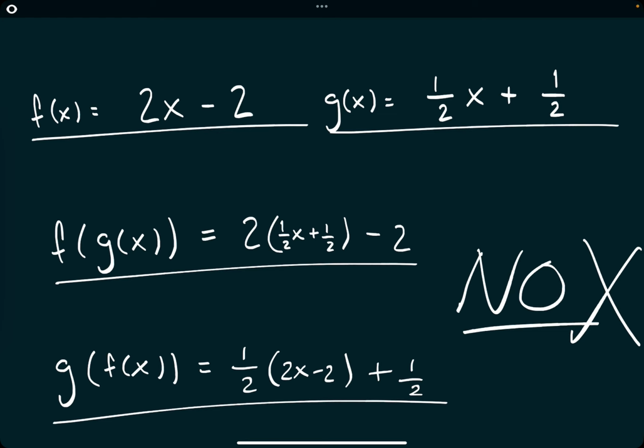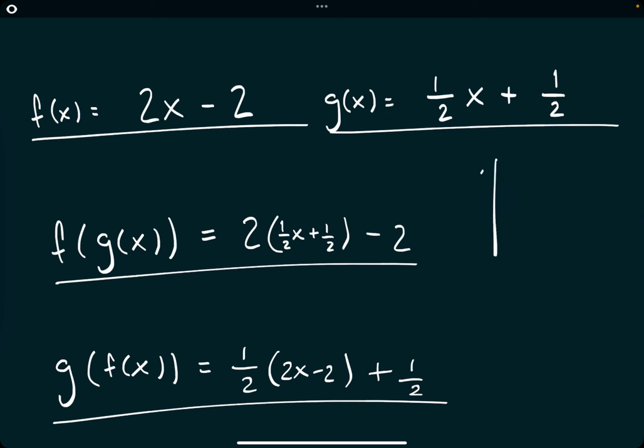But once again, follow-up question for you. What small change could we make to g of x to ensure that f of x and g of x would be inverse functions of one another? All we have to do is change that 1/2 to a 1. Let's demonstrate what happens. This 1/2 turns into a 1. We distribute the 2. We get x plus 2, and then we subtract 2. 2 minus 2 leaves us with x.